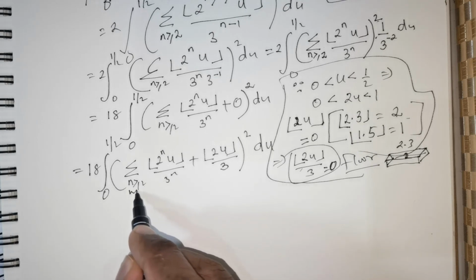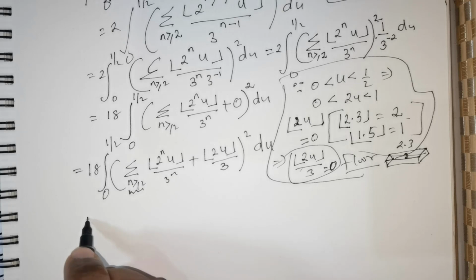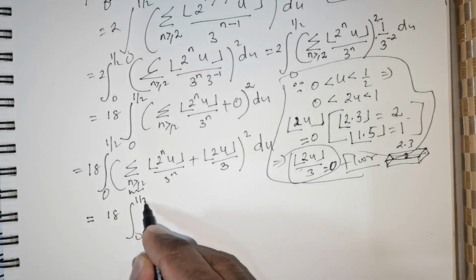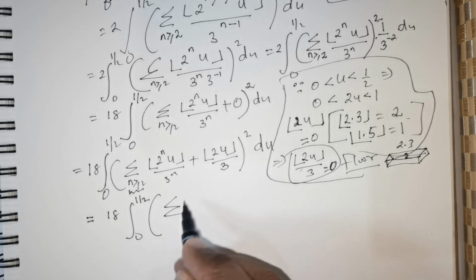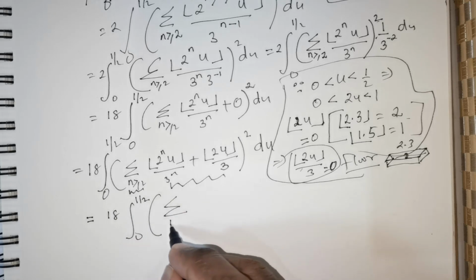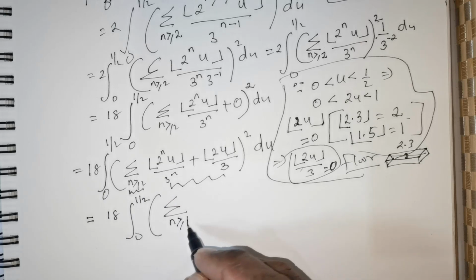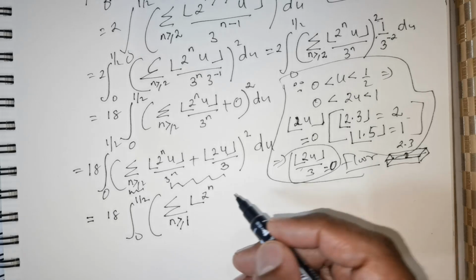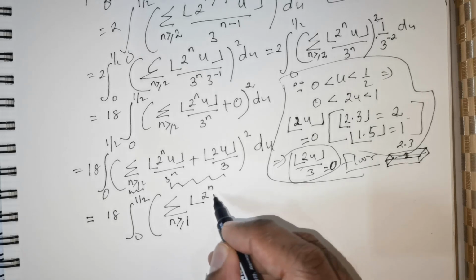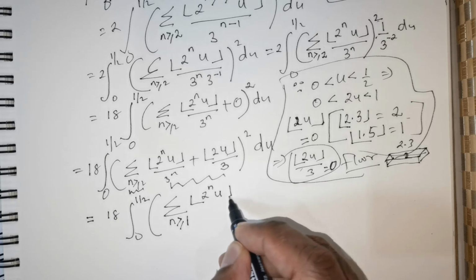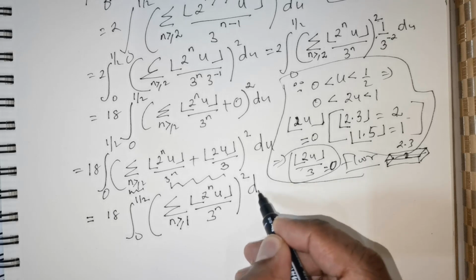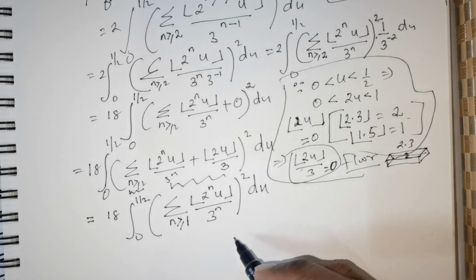So I would be changing this index. So this is going to be rewritten as 18 times integral 0 to 1 over 2 of sigma. I can club these two and change the index. Instead of n greater than or equal to 2, n is going to be greater than or equal to 1. So n will be starting from 1 and this is going to be the floor function of 2 raised to the power of n times u divided by 3 raised to the power of n, and this is raised to the power of 2 and multiplied with du.